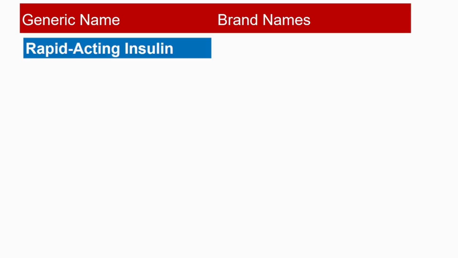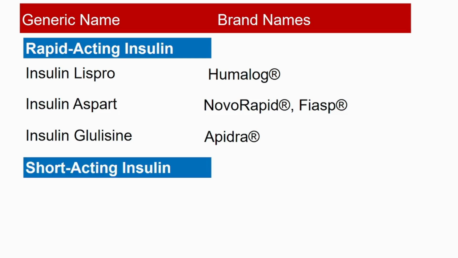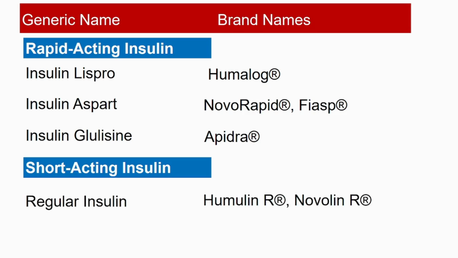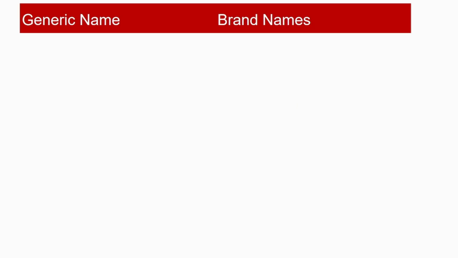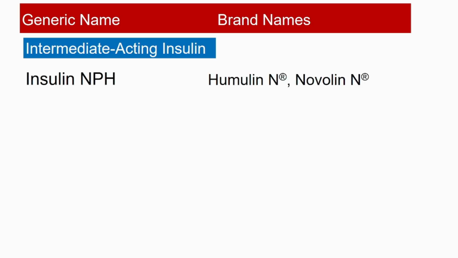And here are the generic and brand names of insulins. Rapid acting insulin brands: insulin lispro is Humalog, insulin aspart is Novorapid, insulin glulisine is Apidra. Short acting insulin, or regular insulin, comes with the brand Humulin R or Novolin R. And then intermediate acting insulin is insulin NPH, which comes as Humulin N and Novolin N.